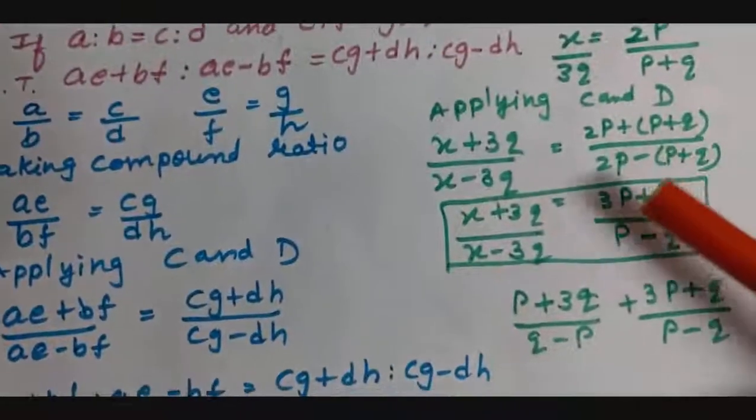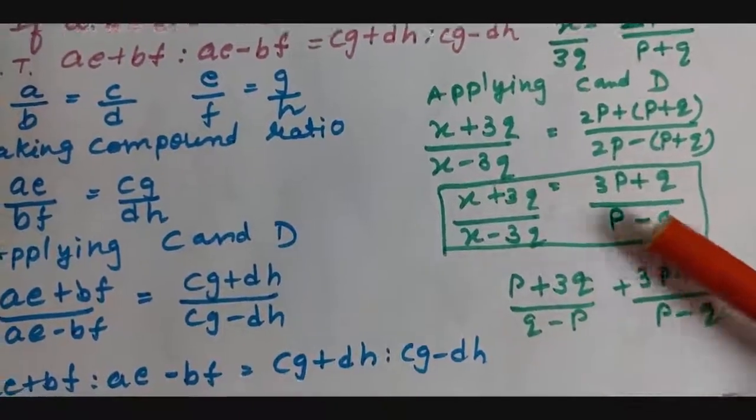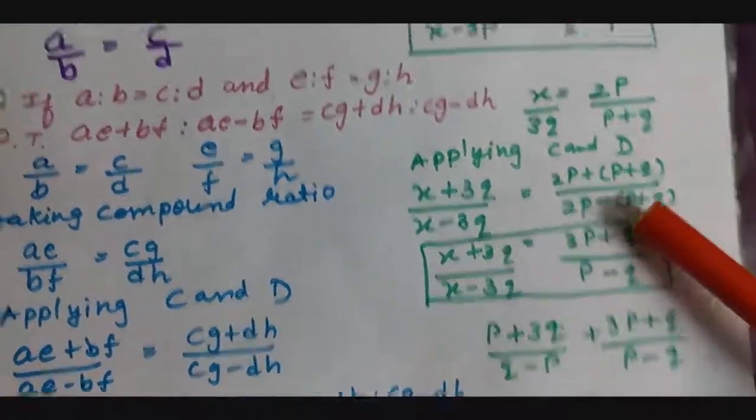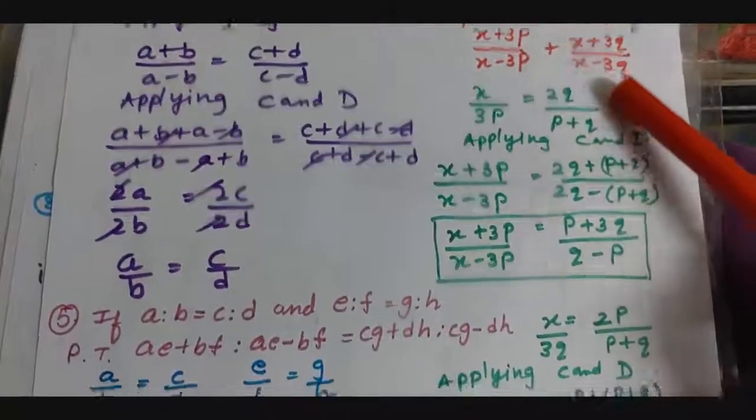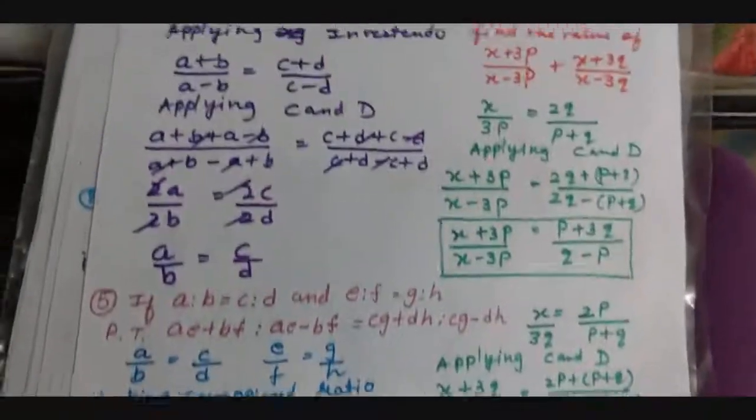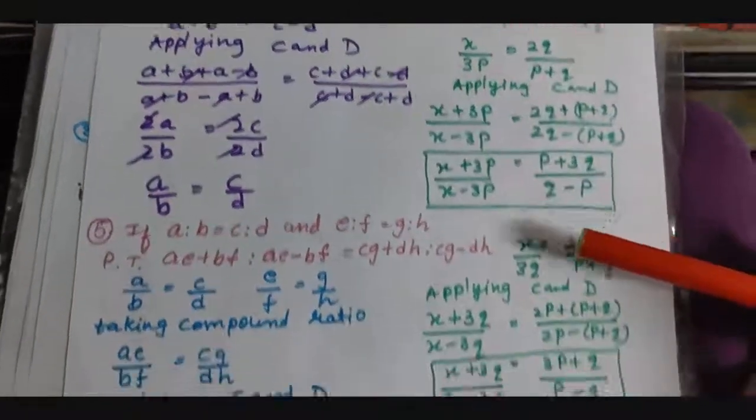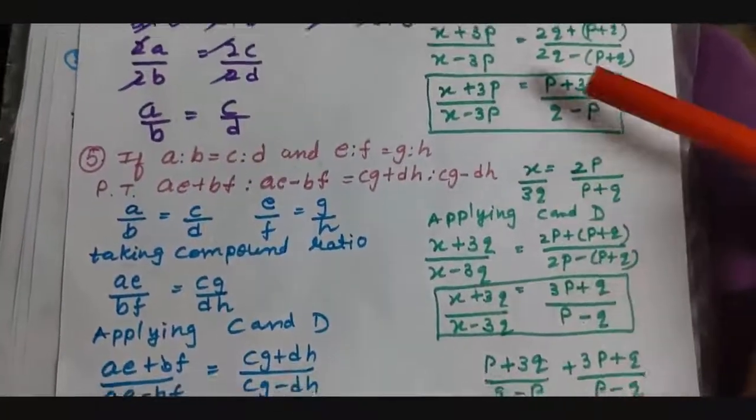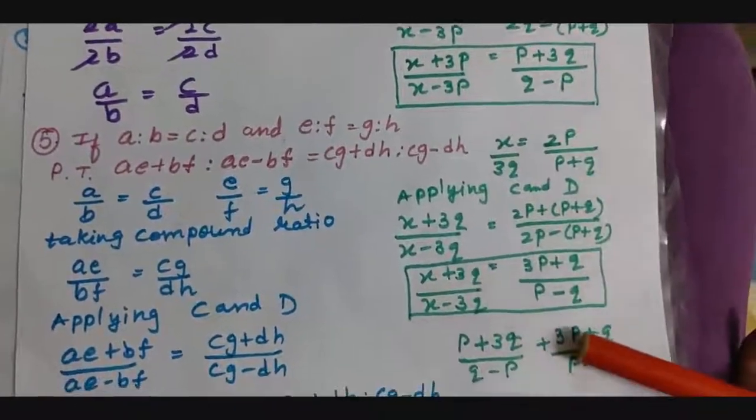Simplifying the right hand side, I get 3p plus q and p minus q. So this box, the second result, that is the second term value, I kept in the second box. Now I rearrange my terms as this plus this. It means this result, the right hand side, plus this. You can see I am taking this plus this.